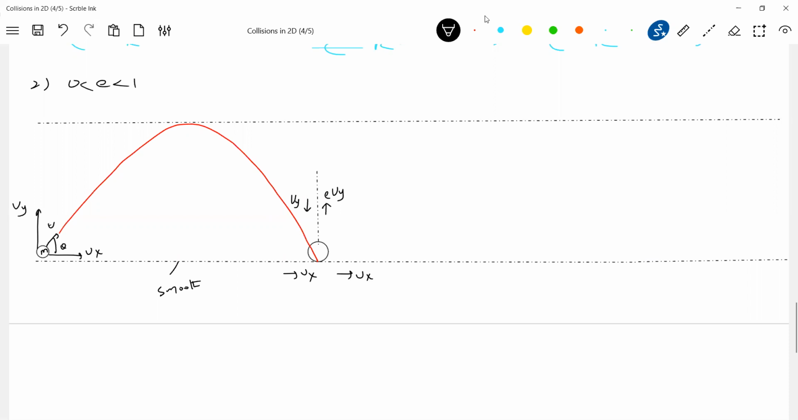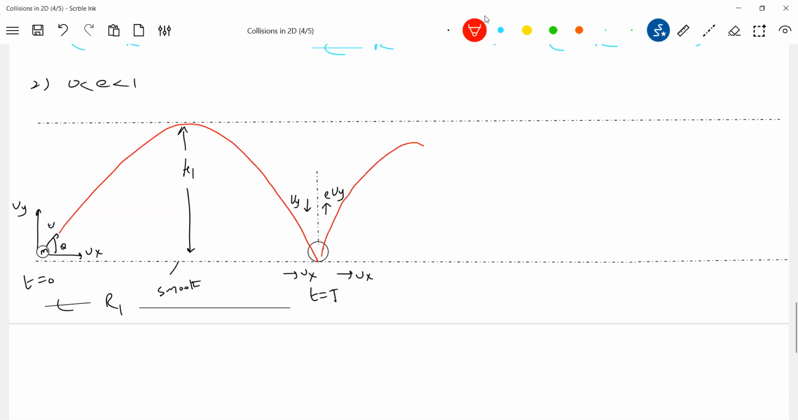So definitely E is between 0 and 1. What do you expect the vertical component to do? It will decrease, no? So the maximum height ascended. Earlier this was H1 at t equals 0. This is the time of flight T. So there's a range R1. So now the trajectory will be like this.